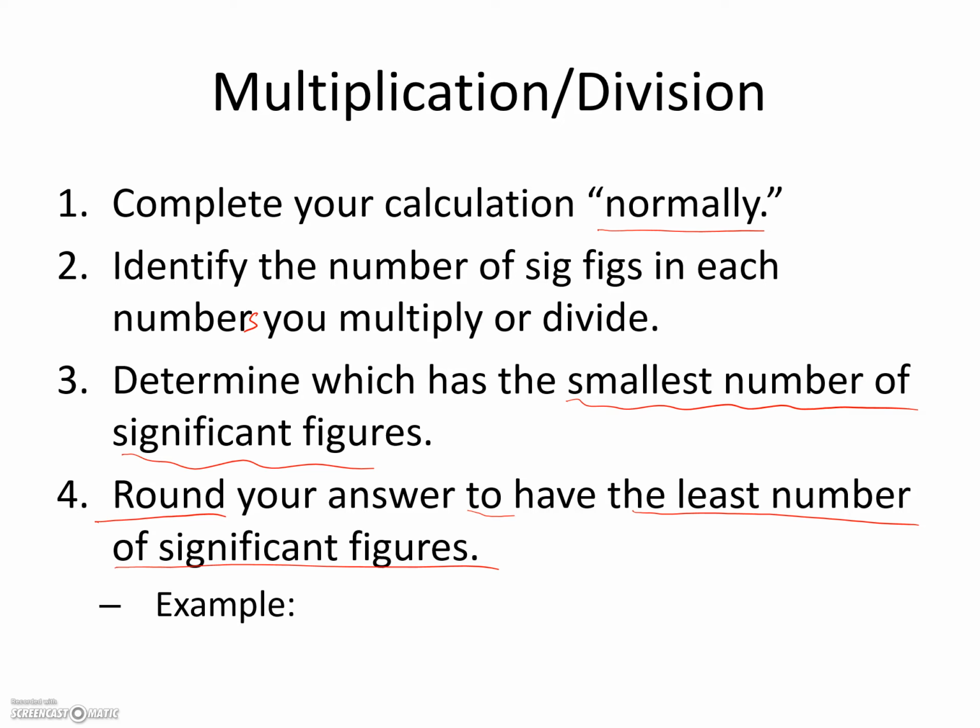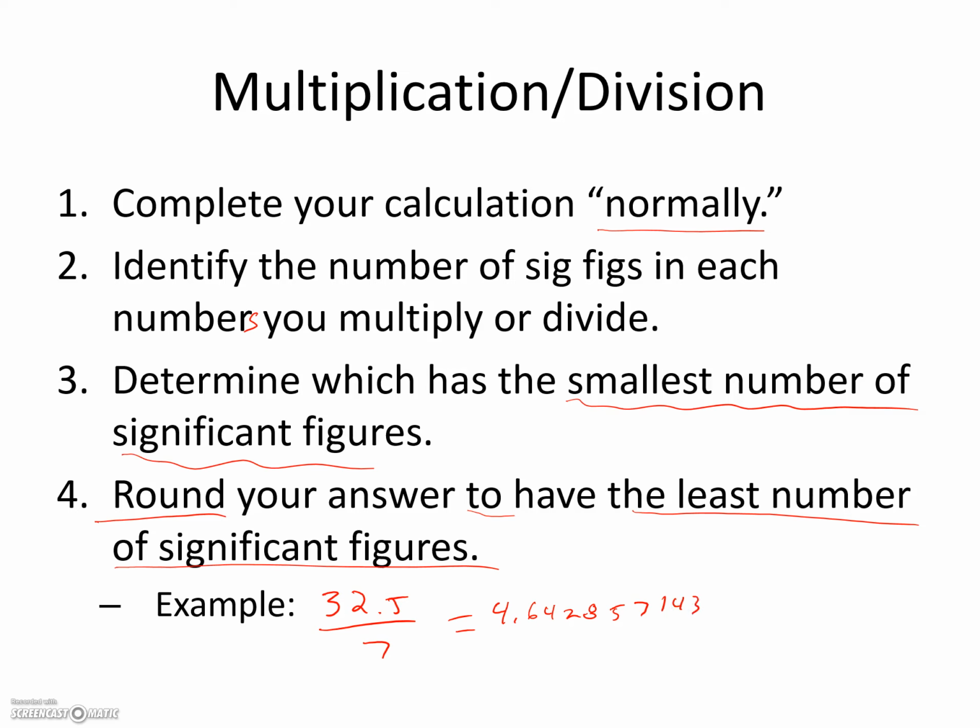So let's just run an example there. Let's say I have 32.5 divided by 7. All right? So I'm going to complete my calculation normally. I'm just going to turn my calculator on and go 32.5 divided by 7 equals. I get this ugly number, 4.642857143. That's the number my calculator spits out at me.